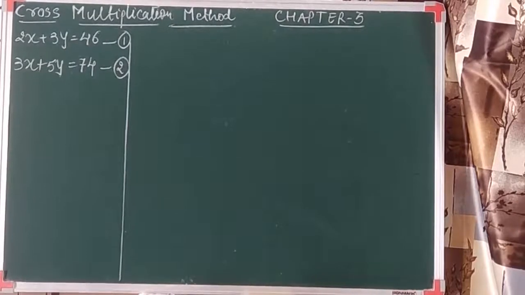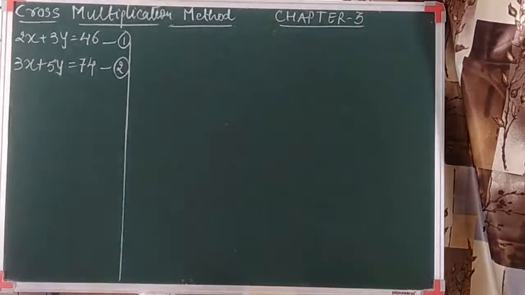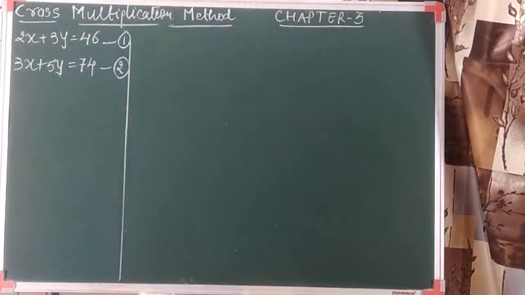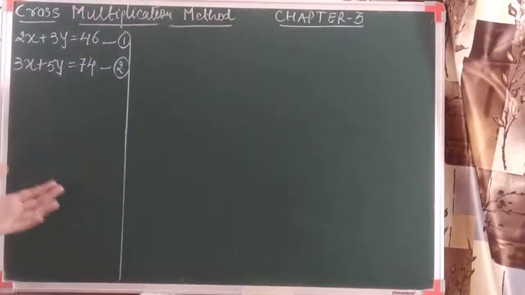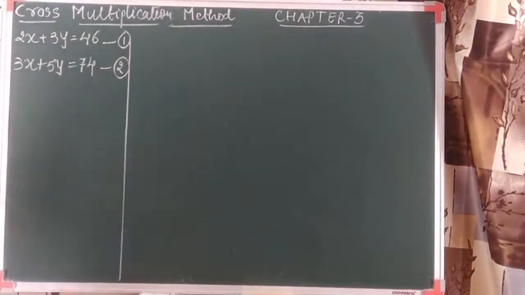Let's start with the new method today. This is again one of the most important methods as well as the easiest method. It is slightly lengthy but it is the easiest way. So the method name is the cross multiplication method. Let's see what we are going to do and how we'll get the solution for a pair of linear equations by the method of cross multiplication.